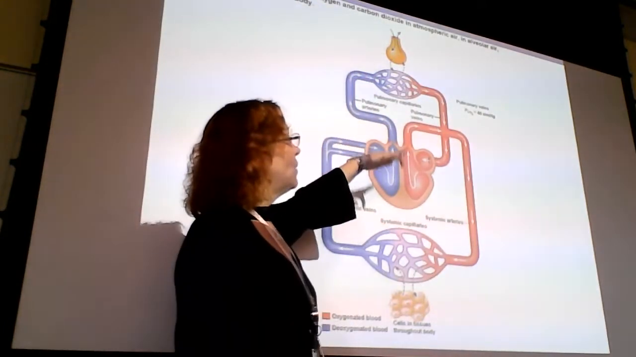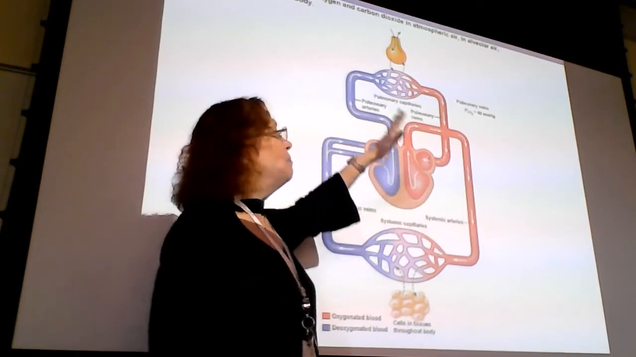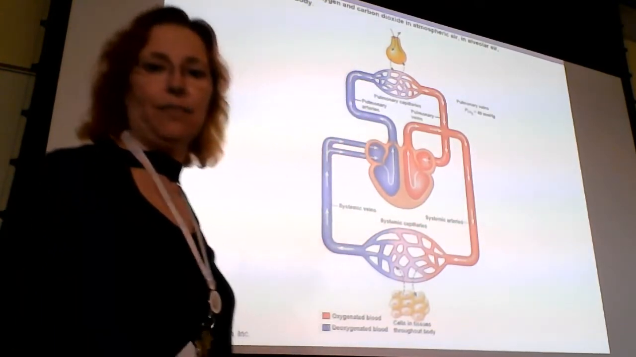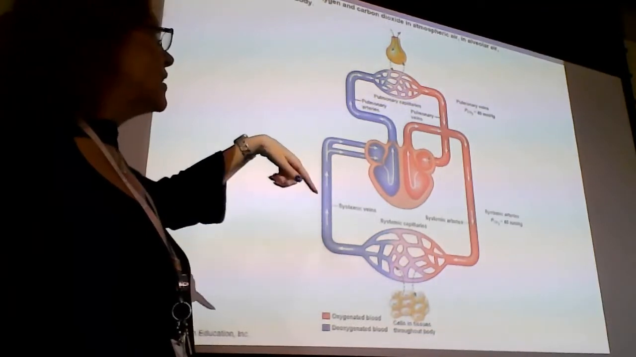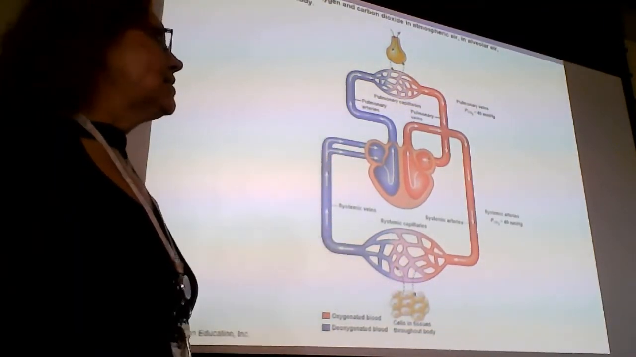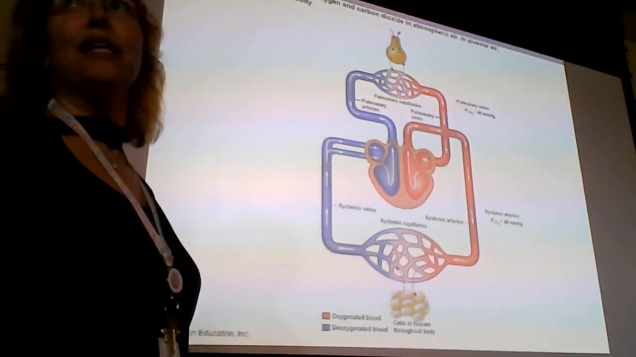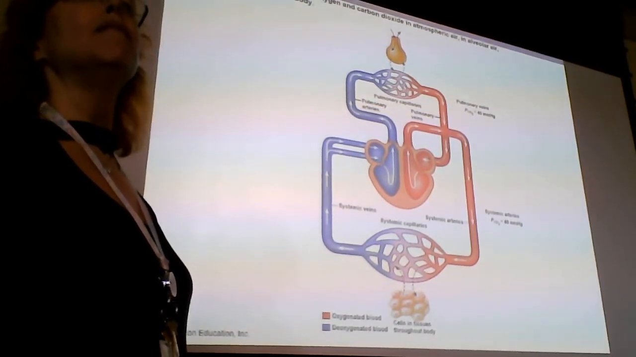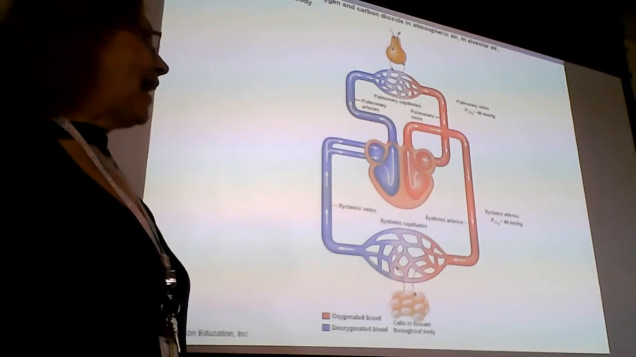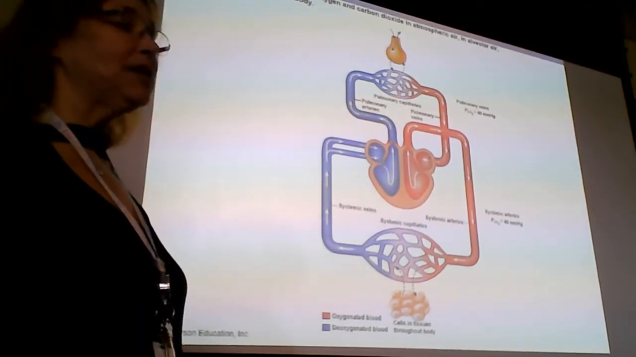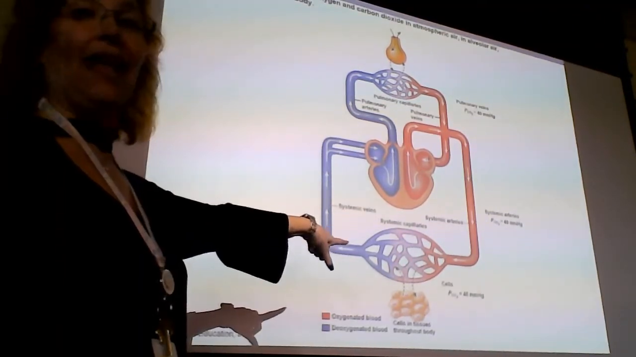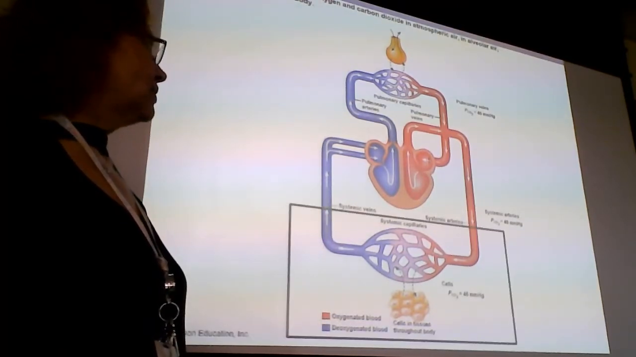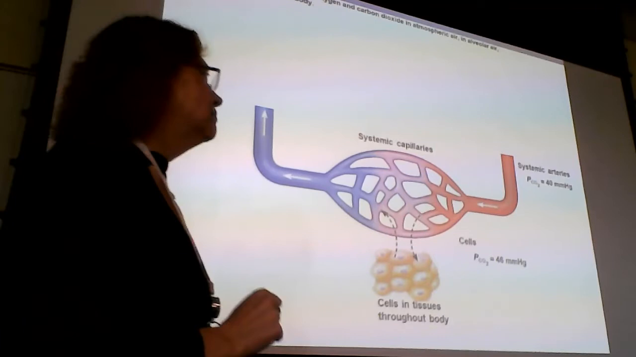So when I started my pulmonary veins, my partial pressure of CO2 is 40, okay? Then I go through the left side of my heart, and then I go into my systemic arteries, and my PCO2 is still 40. How come? Because I've had no sites of exchange, no capillaries yet. Then I come down here to my cells. So let's take this and let's blow this up.